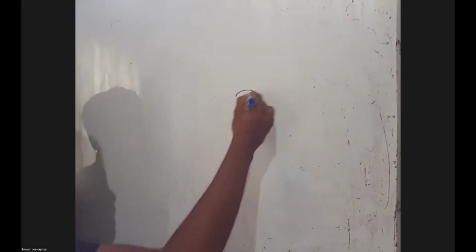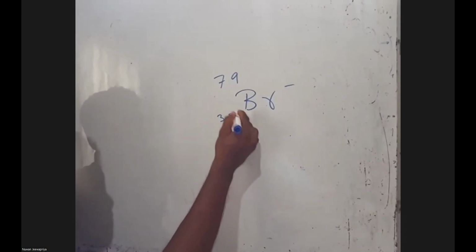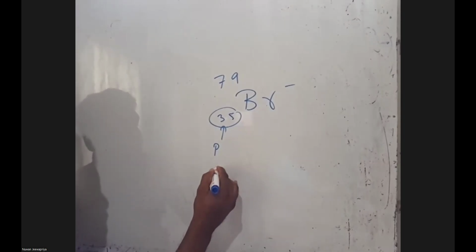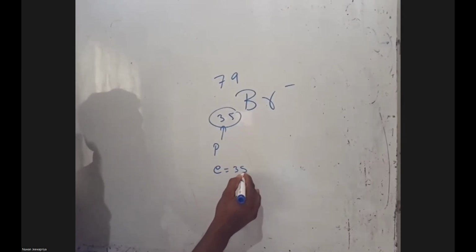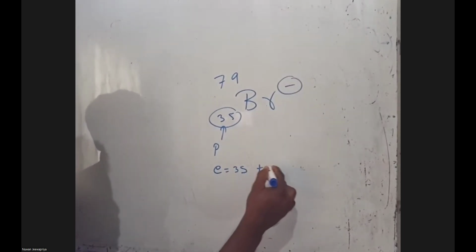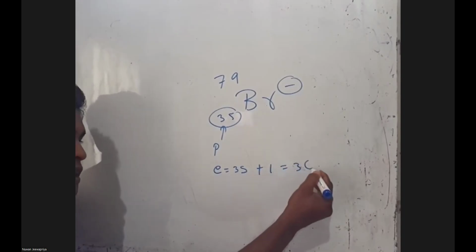So they say it is Br minus, 79 and 35. There are 35 protons. That means there are how many electrons? Should be 35. For this minus charge, there's one more electron. So the total number of electrons is equal to 36.